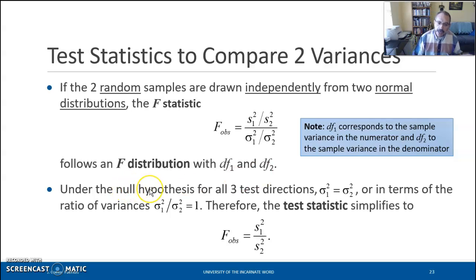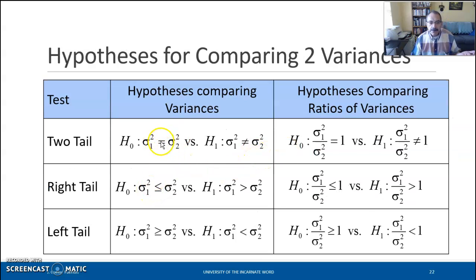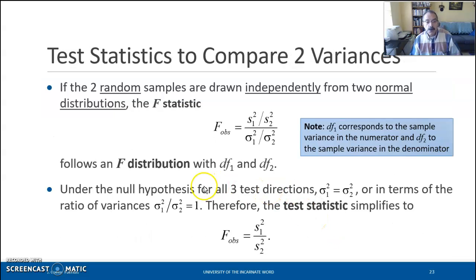Now, under the null hypothesis, you can see that we have the equality sign right here. For two-tailed, there is equality. For right-tailed, there is the equality as well. And for the left-tailed, we have the equality symbol there. So we're assuming under the null hypothesis that this ratio of variances is equal to 1. If you take that into account, the denominator of the original F statistic is 1. So the F statistic simplifies to what we call the test statistic, and it is just a ratio of the sample variances.